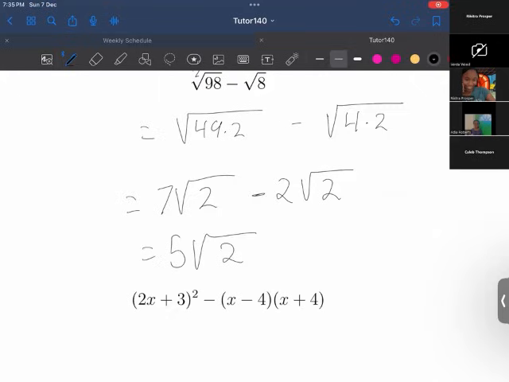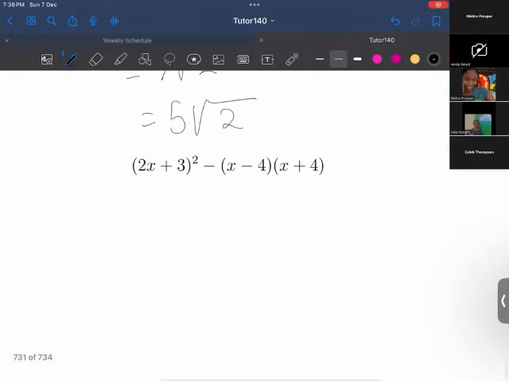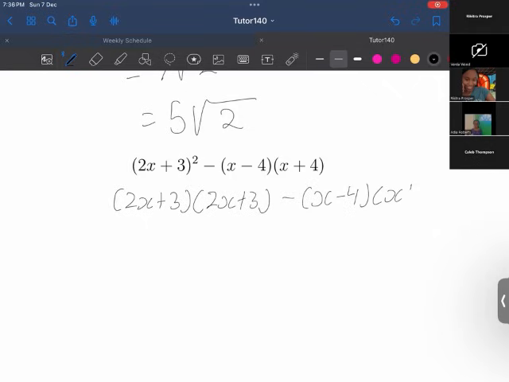Make sure I put the equal sign, right? So now for this, you're going to be doing FOIL. You need to know how to do FOIL first, outer, inner, last. What I like to do is just write it out, especially when I put the square, because that helps me see it better. And then minus x minus 4, x plus 4.